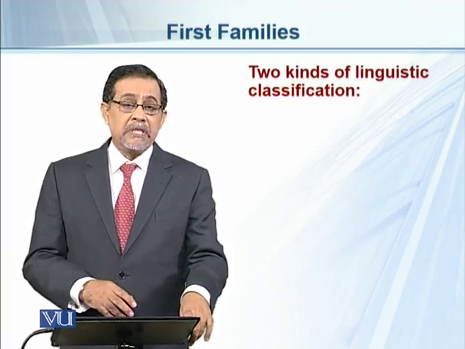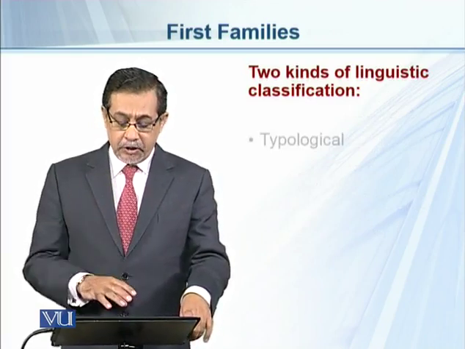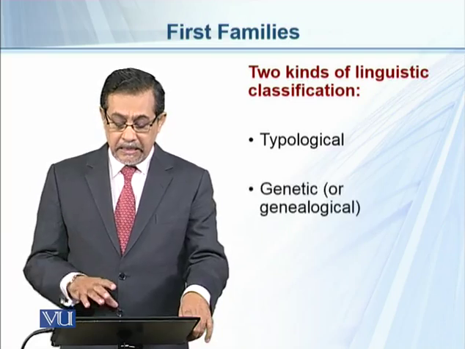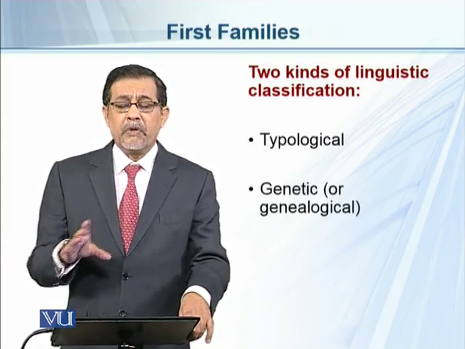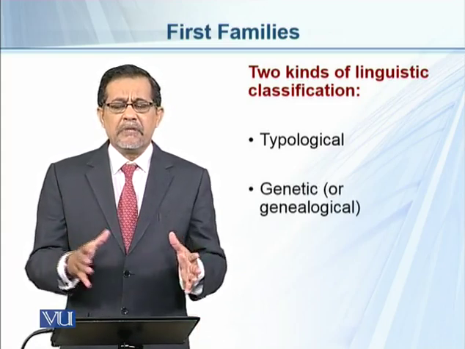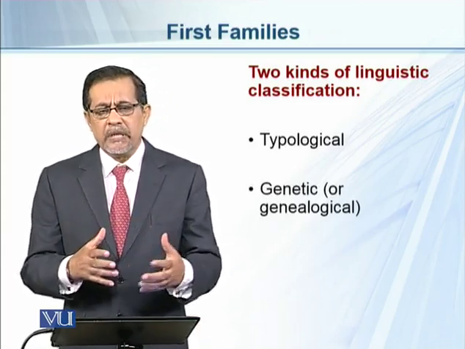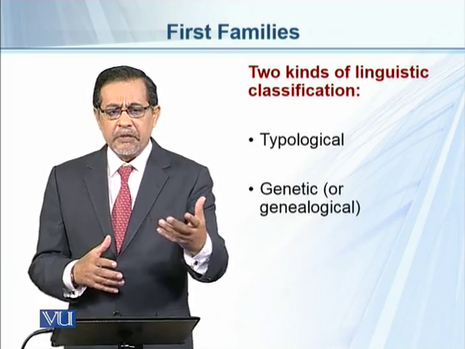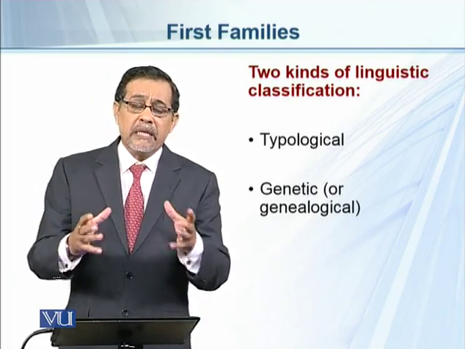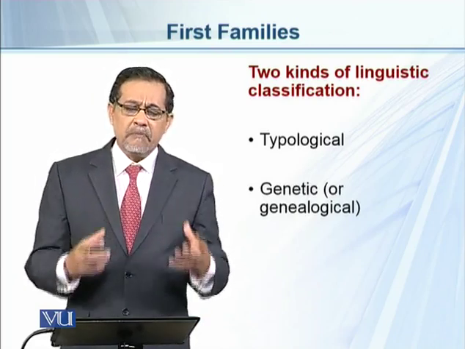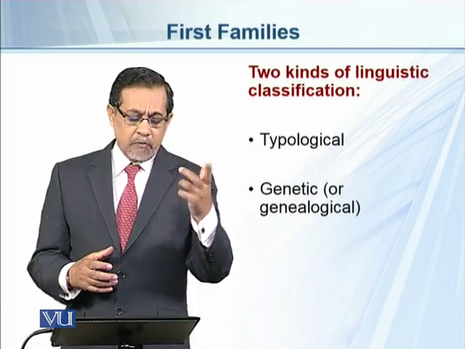Two kinds of linguistic classification: typological and genealogical classification. Typological, that we look at languages with regards to their different features, what features they have. And genetic, that languages have come from the same source. Their ancestor language was the same.